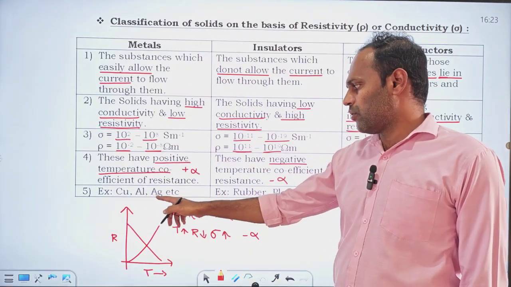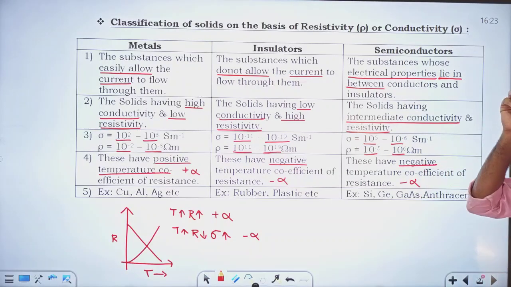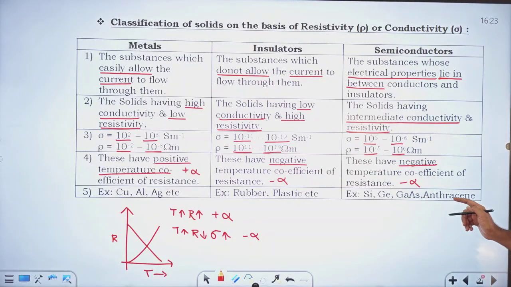Metals, examples: copper, aluminum, silver. Rubber, plastic, wood are insulators. Then silicon, germanium, which are the most popularly used semiconductors, gallium arsenide, anthracene, right? These are the examples of semiconductors.